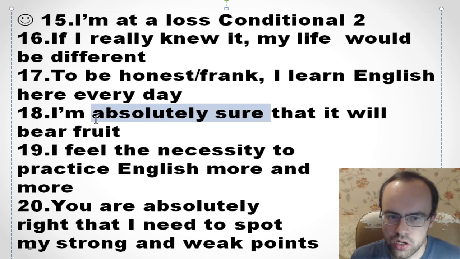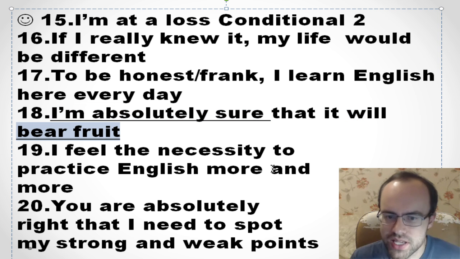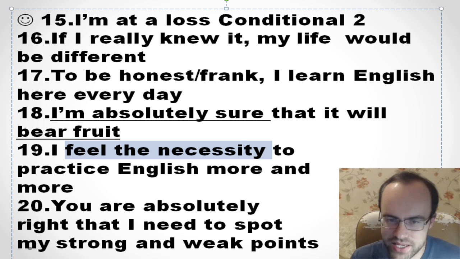I'm absolutely sure that it will bear fruit. So it will bring some good results. It will bear fruit. I feel the necessity to practice English more and more. So I feel the necessity, or I feel it's necessary. I feel that it's necessary to practice English more and more.